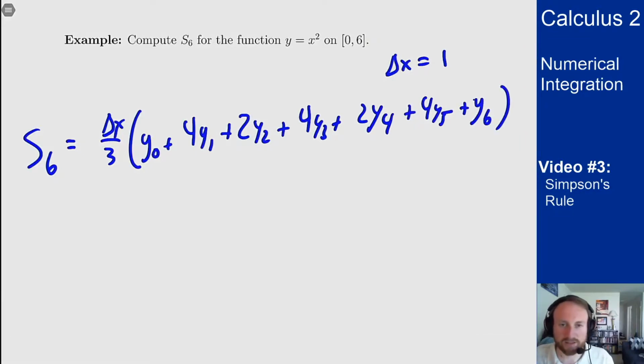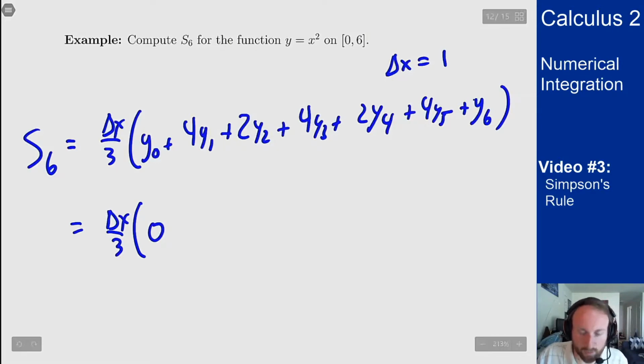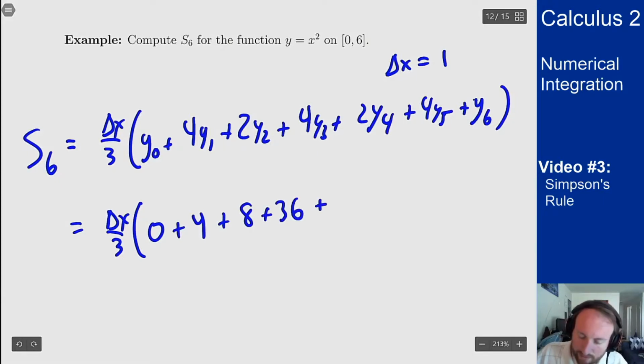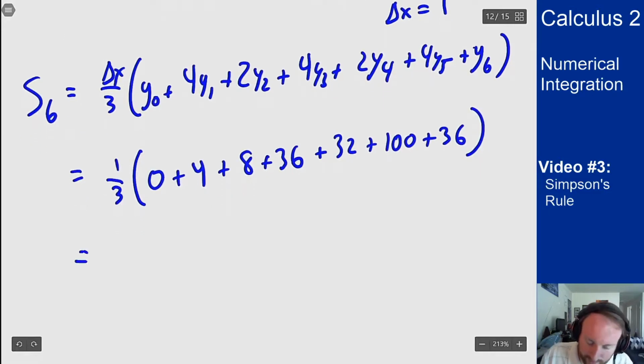There's my 7 points. Now I just plug them all in. So I'll get delta x over 3, y0 is 0, y1 is 1, it's 1 squared, 2 squared is 4, so that gives me an 8, 3 squared is 9, it's a 36, 4 squared is 16, so a 32, 5 squared is 25, so 100, and then 6 squared is 36 again. This delta x is a 1 out front, and I add all this up, comes out to 216 over 3, which is 72.